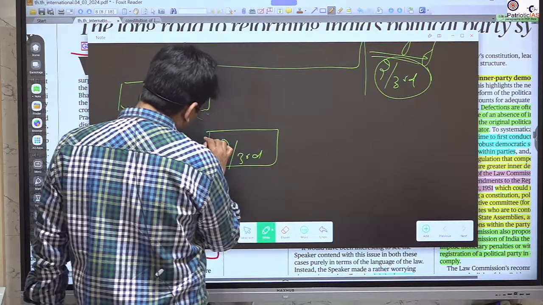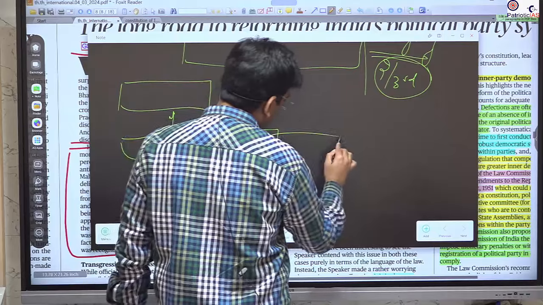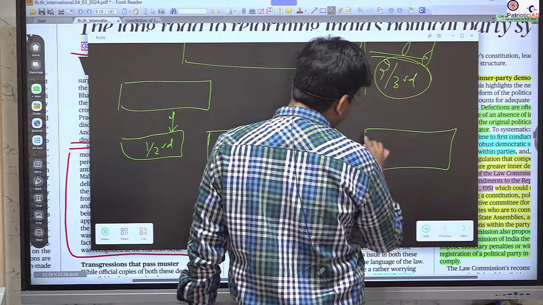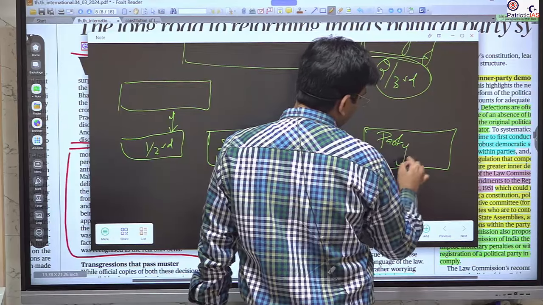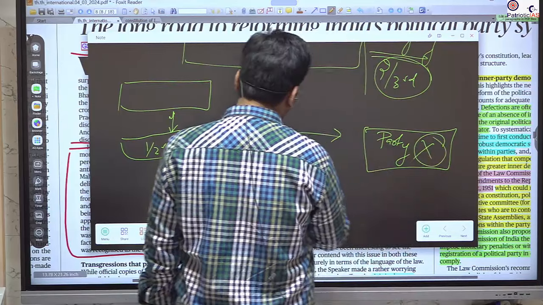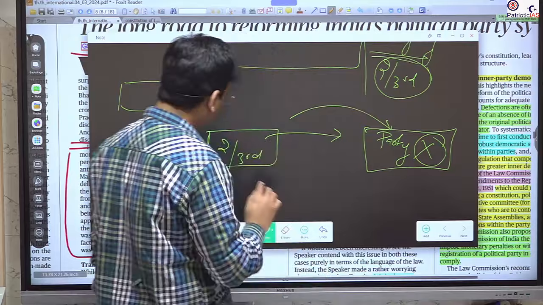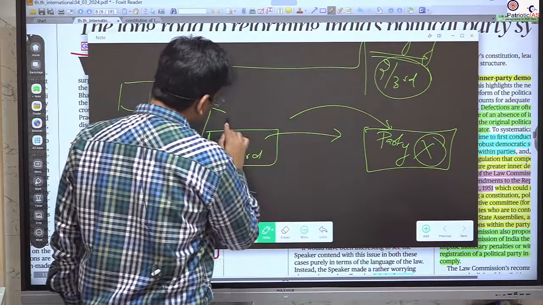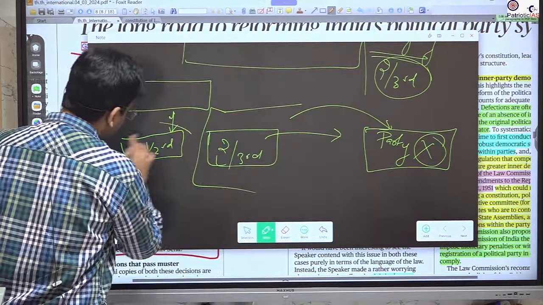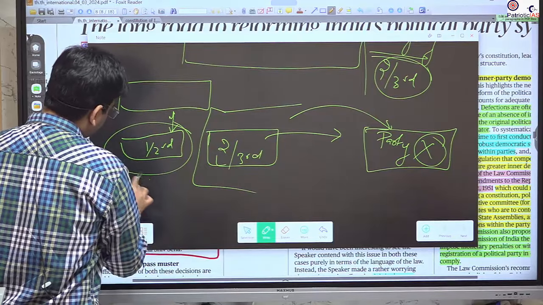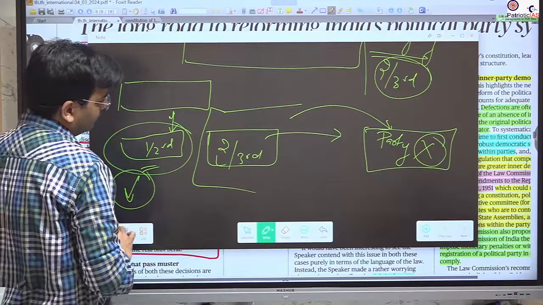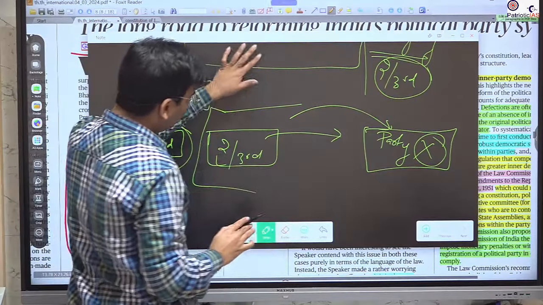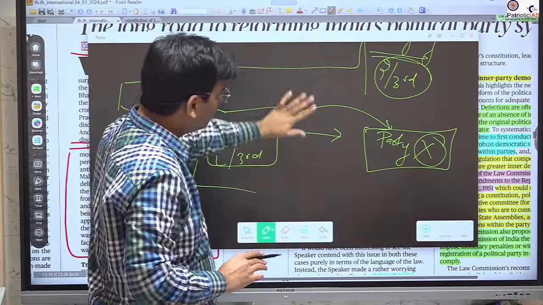Okay, so after this, if this party goes and merges with the other party X that is existing here, then only there will be no disqualification, and this party can take a new name or anything. There will be no disqualification for this as well. This is the same condition. Otherwise, if any split is there, there will be disqualification.